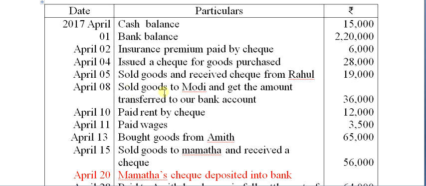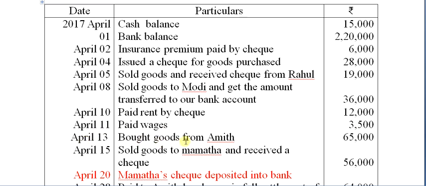April 8th, sold goods to Modi and got the amount transferred to our bank account, 36,000. So directly our bank balance increases, so that should be recorded under the debit side. April 10th, paid rent by check, rupees 12,000. When we are paying the rent, our bank balance decreases, so it should be considered under the credit side. April 11th, paid wages, rupees 3,500. When we are paying the wages, our cash balance reduces, so it should be recorded under the credit side.